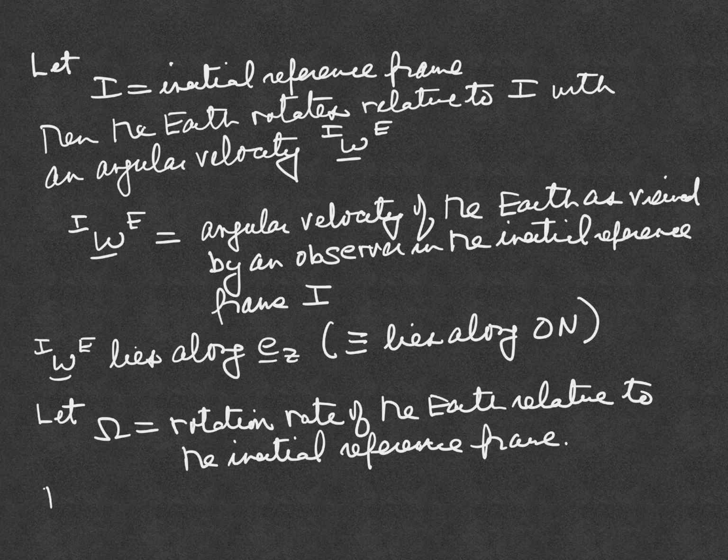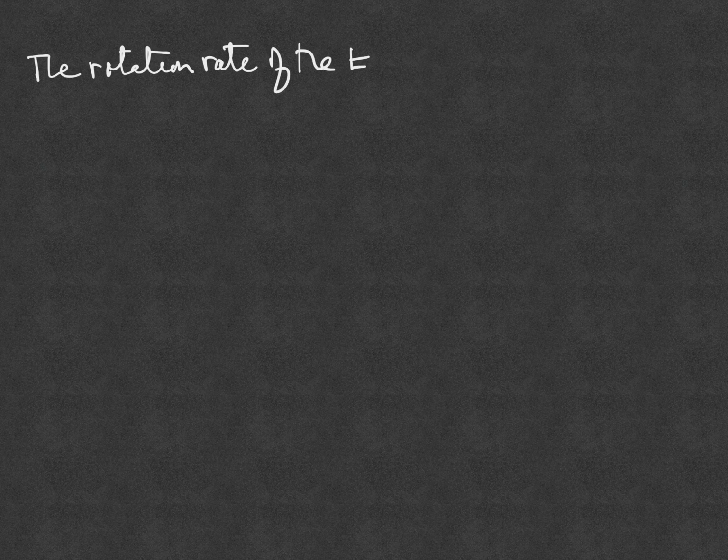So then, omega EI is equal to omega times EZ. Now, it's important to understand that to any reasonable approximation, the rotation rate of the Earth is essentially constant. What that means is that we can approximate it as a constant.